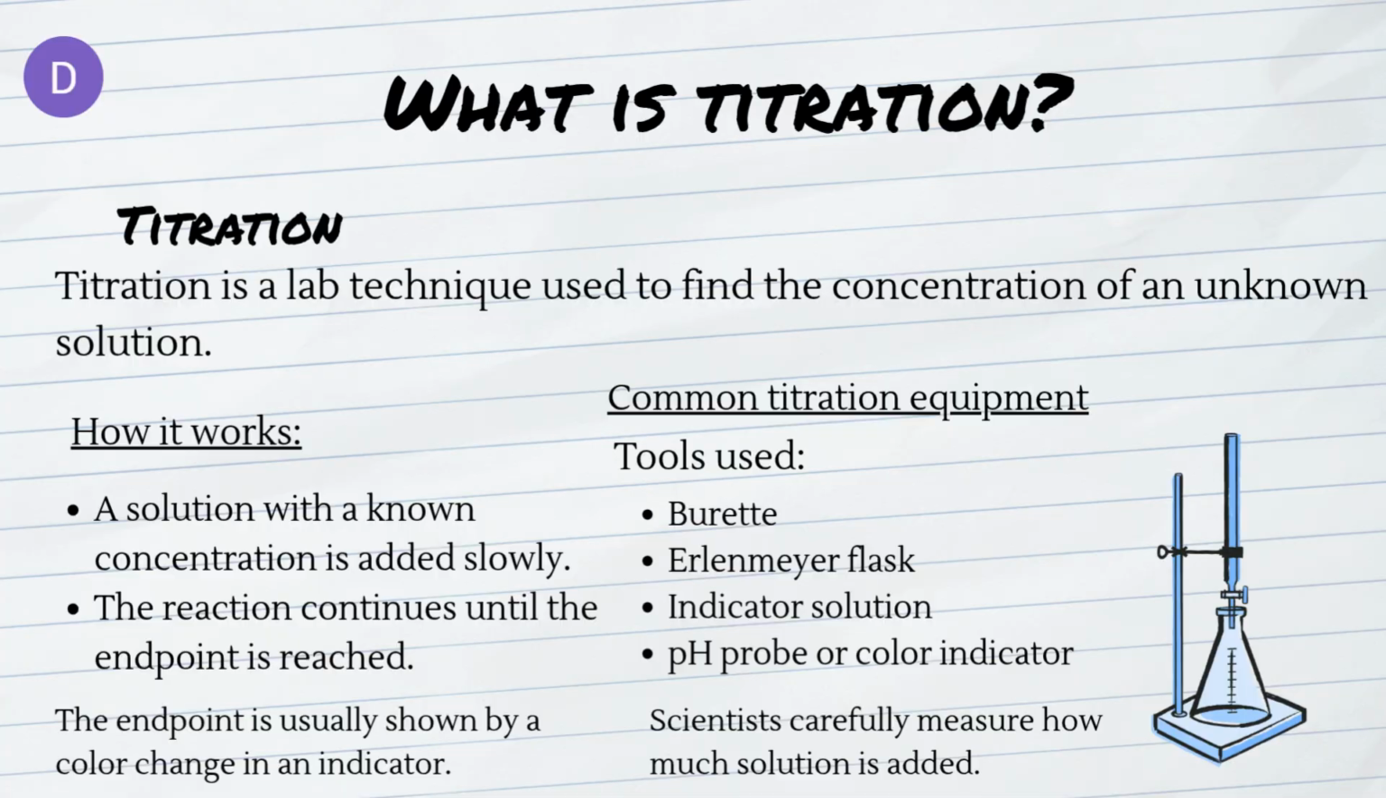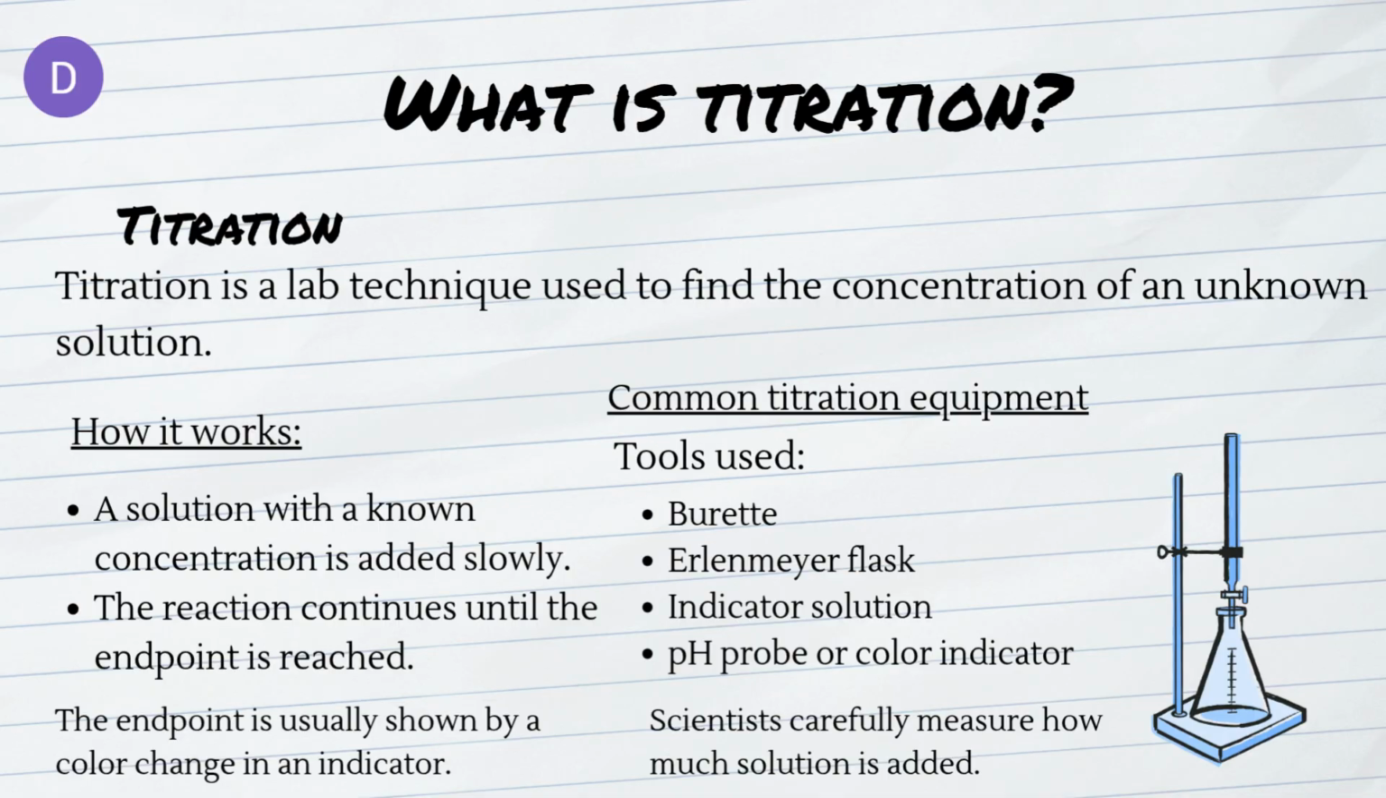Once we understand how acids and bases react with each other, we can use the reaction in the laboratory to determine the concentration of a solution. This is where titration becomes useful. Titration is a laboratory technique used to determine the concentration of an unknown solution. So, how does titration work?